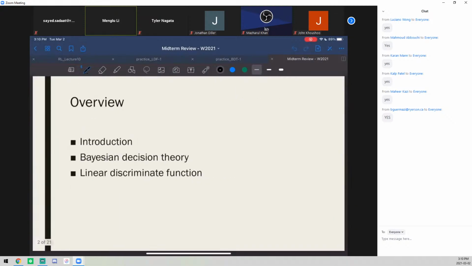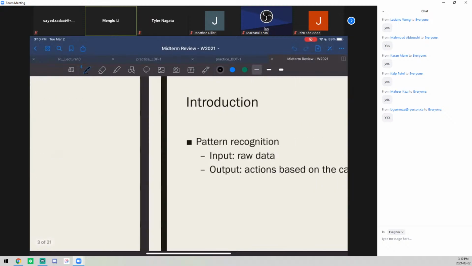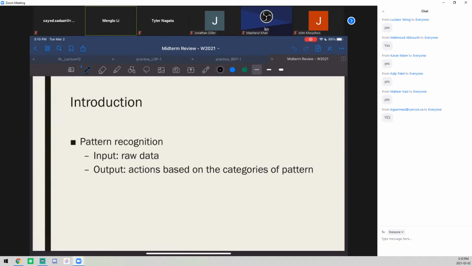For today's review, there are 3 sections: introduction, Bayesian, and the linear descriptive function. For the BDT and the LDT, I will first review the concept and then go through some practice questions, which are already posted on the tutorial. My slides are also posted on the tutorial, so you can download them and go through them with me. If you have any questions, just type in the chat or unmute yourself.